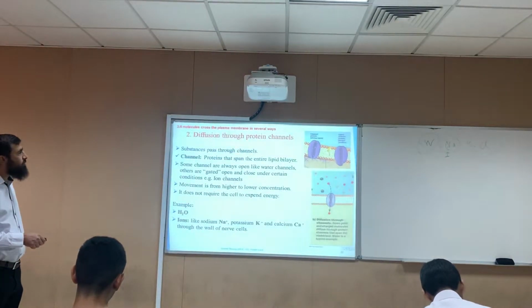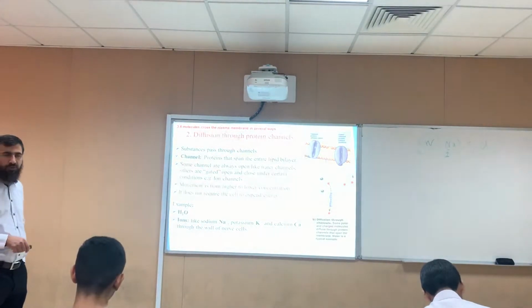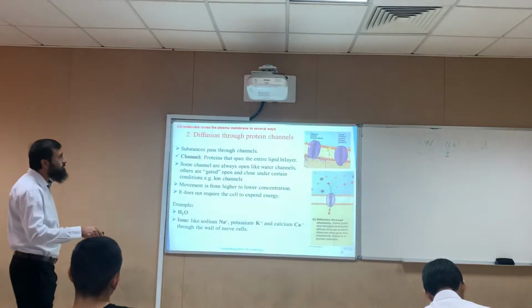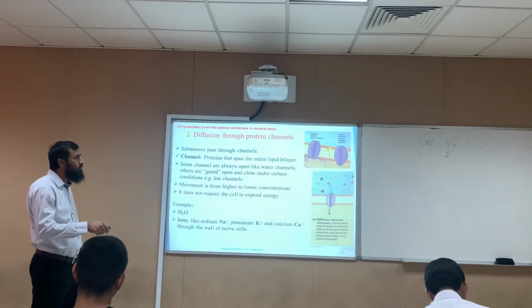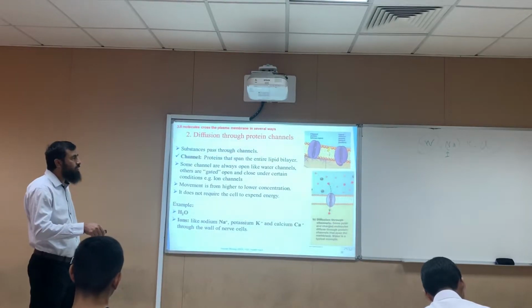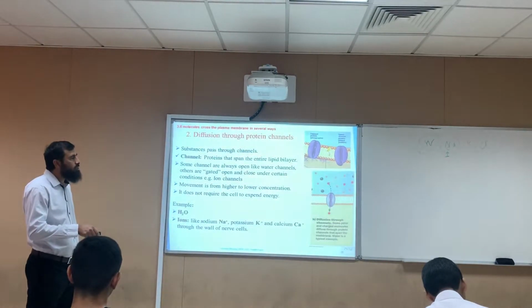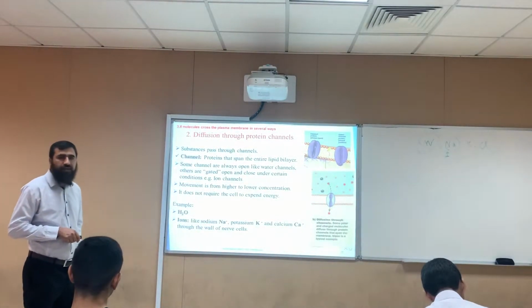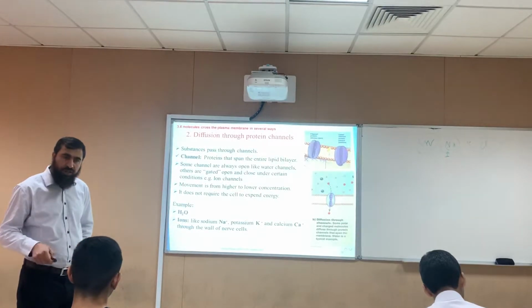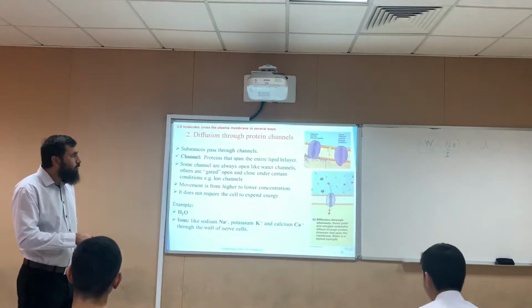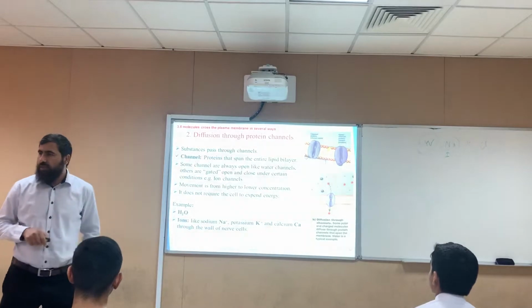So diffusion, the second type is diffusion through protein channels. Now, we have two types of channels. One is an open channel that's open all the time, and one that has a gate, okay? So the gated channels are important because the cell can control the movement of molecules. So depending on the condition of the cell, it can open or close this gate.